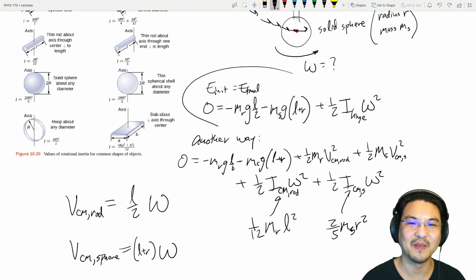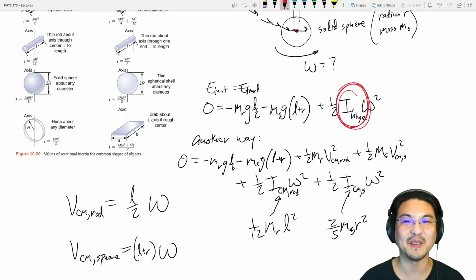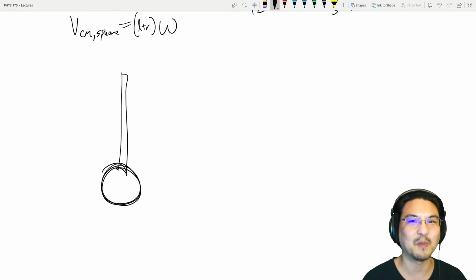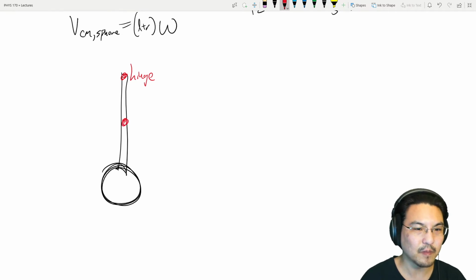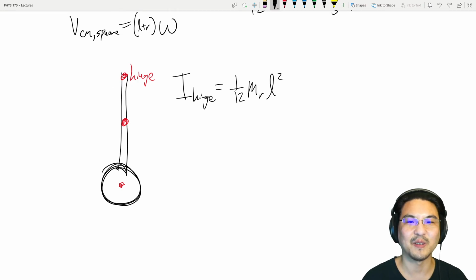Okay, but how about this one? What is this? The moment of inertia about the hinge. In other words, we have this bar and this sphere. What's the moment of inertia about the hinge up here? How do you do that? The moment of inertia of this entire pendulum about the hinge is over here. For the bar, it's 1/12 m L squared, but that's here. We need it to be here.